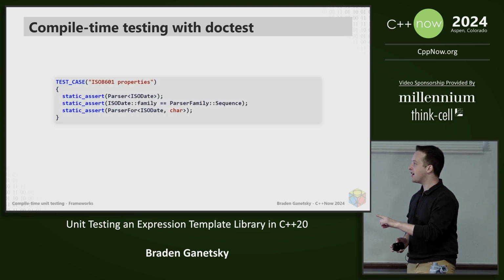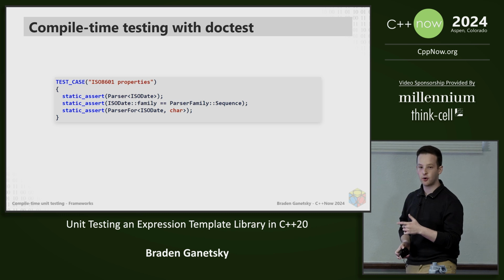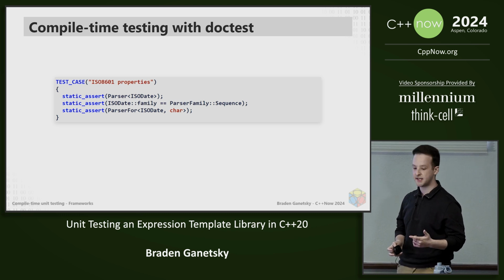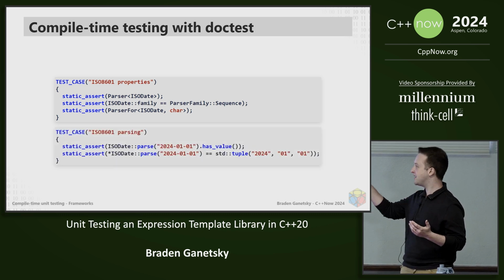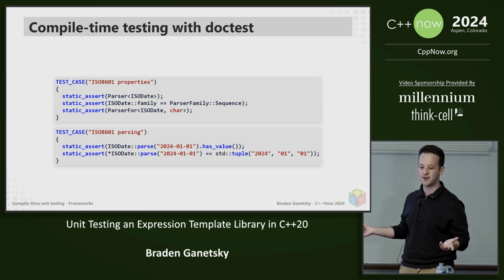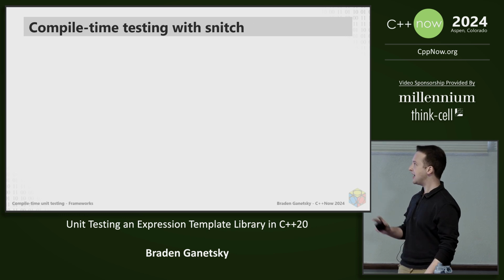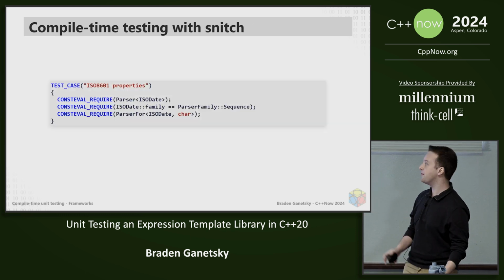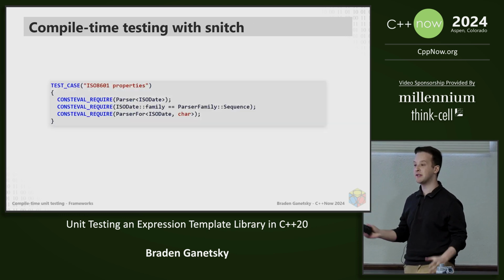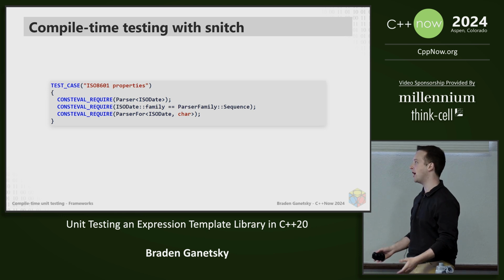So with doctest, actually, there is no static require and static check. There is only static assert. So when I try to do this, I'm only using static assert. When I try to run my tests, I'm just giving it an X. Sorry. It's a great library. There's a really good talk on it from CppCon 2016, 17. It's really good. Not for these purposes. Now let's look at snitch. Snitch has something called const eval require. So it doesn't have static require, but it has const eval require.